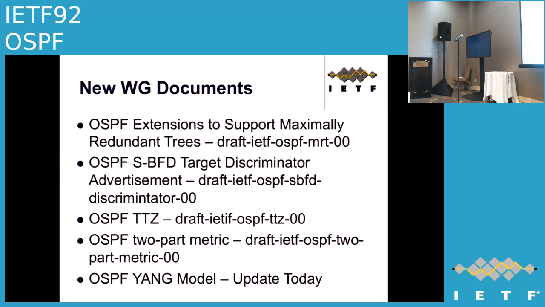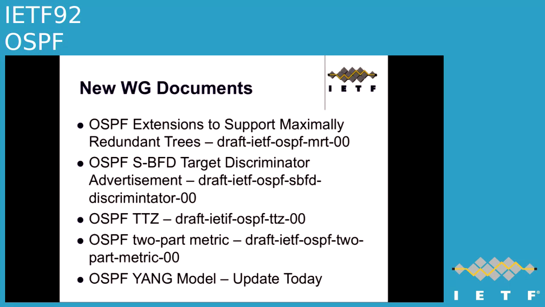And these are ones that we just recently did. The first two are to advertise information necessary in support of drafts and other working groups. The first is for the MRT, the maximally redundant trees, which is a working group document in the routing working group, and the second is for the seamless BFD working group. I think they're working on that. The second one I think is progressing fairly quickly.